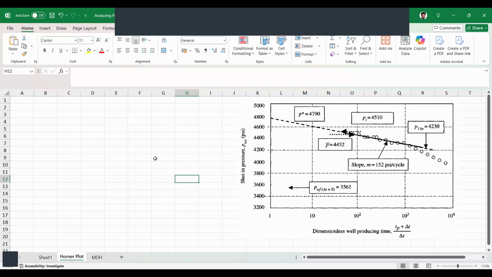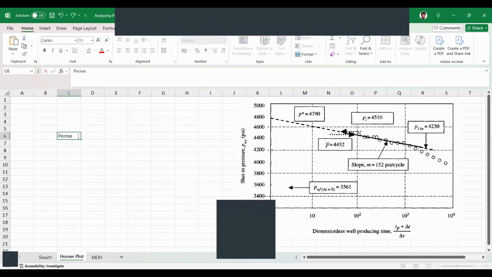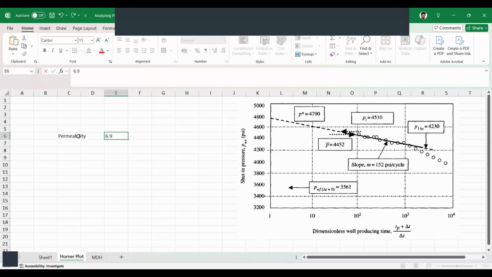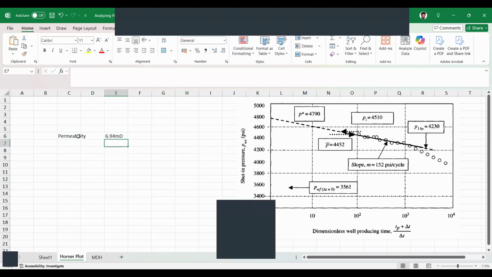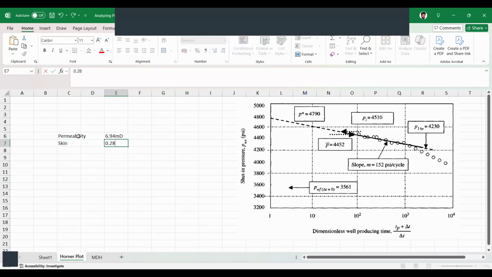So from that, we can estimate the reservoir parameters like permeability and skin factor. So I can give you the answers also for this. So permeability from the Horner plot will be 6.94 millidarcy, and skin factor will be 0.28 for this example. It's a positive skin, positive.